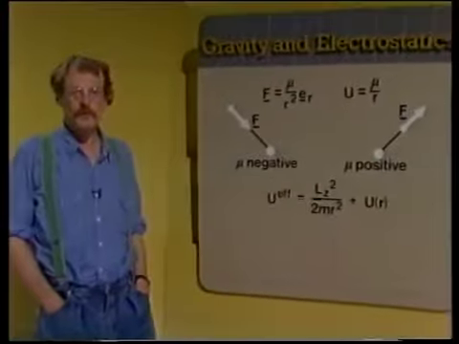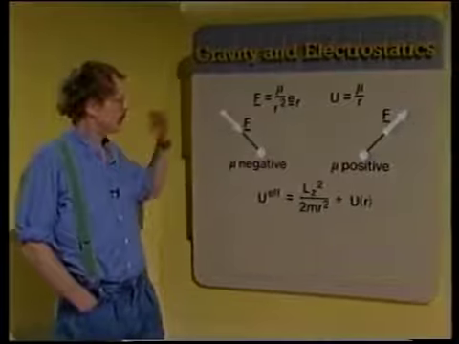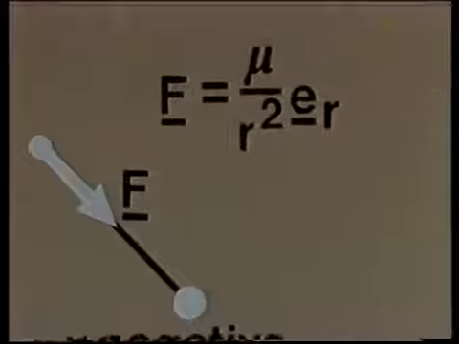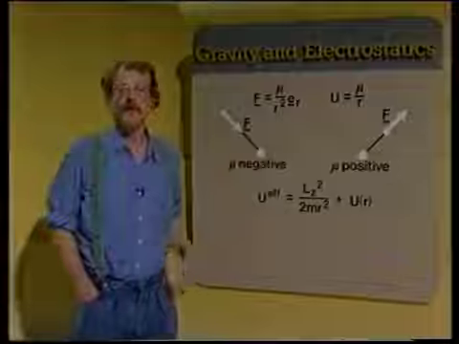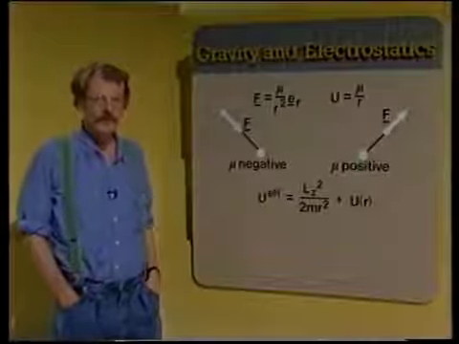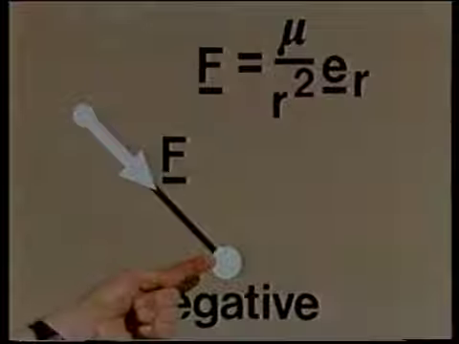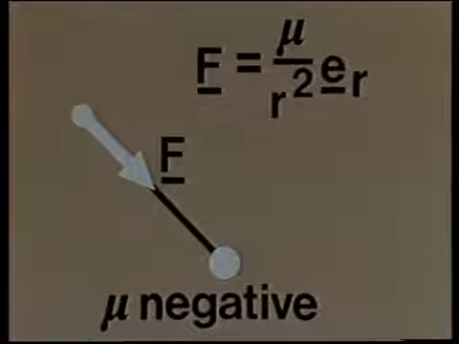According to Newton's law of universal gravitation, the force due to gravity is inversely proportional to the distance squared. And you've also seen that that gives rise to a potential energy function, which is inversely proportional to r. And gravity is an attractive force, so it's directed in the negative e_r direction. So mu is always negative.